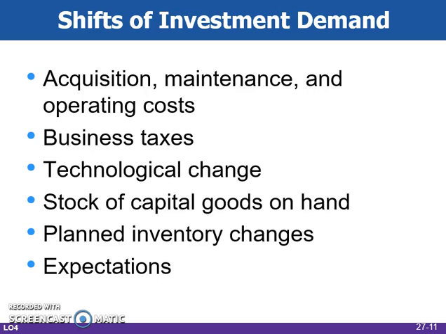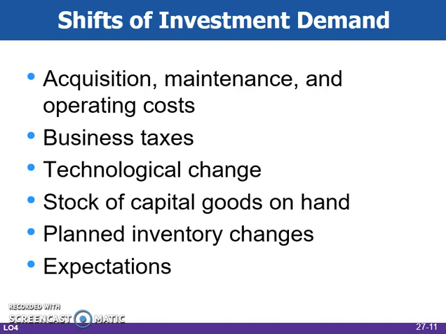The first might be acquisition, maintenance, and operating costs of capital goods. They could change, creating higher costs, which lower the expected return. Business taxes might change. An increased tax lowers the expected return. Technology could change. Technological change often involves lower costs, which would increase expected returns.